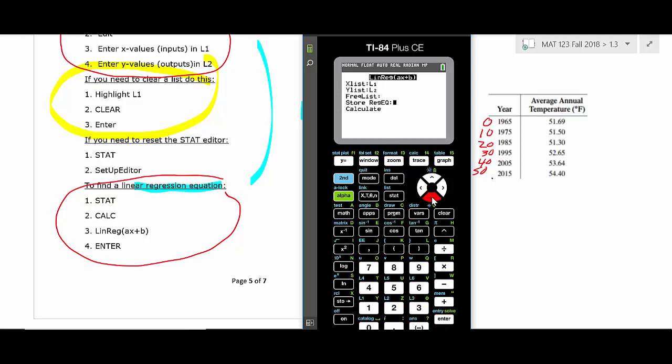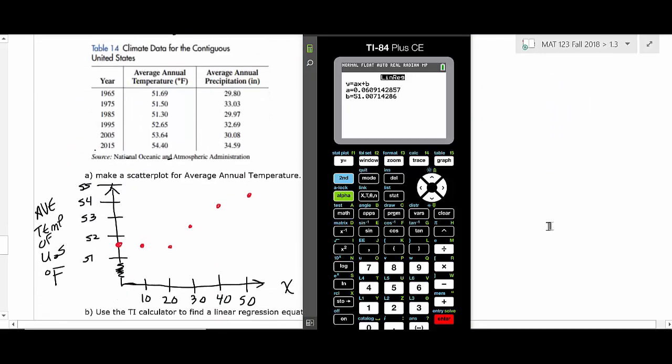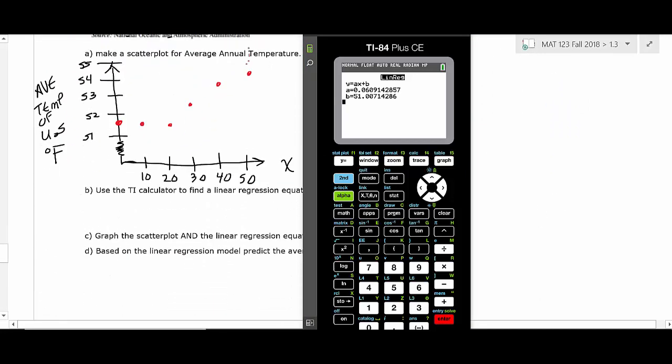You just go down to calculate, and then just press enter when you do that. Okay? Then it'll give you the regression equation. So when you're doing this, just make sure that you refer to your notes to follow those steps. I'm going to go to the next page and have you write down what the calculator gave.